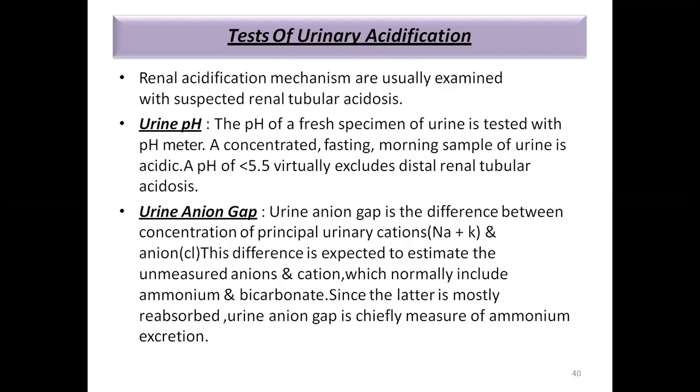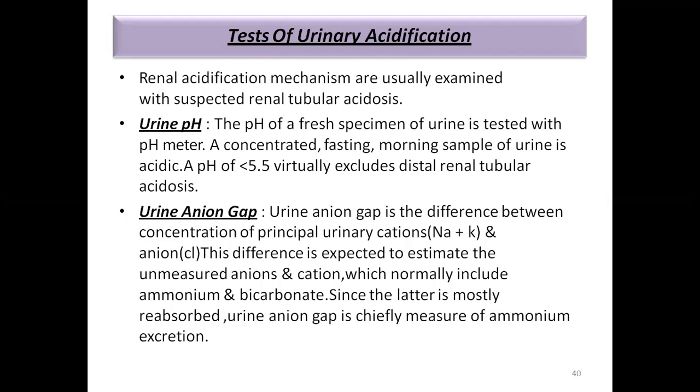So what we do is we get a specimen of urine and we measure the pH. A concentrated fasting morning sample, that is, overnight fasting has been done and the morning sample of urine is taken, is usually acidic, and if the pH is less than 5.5, it will exclude distal renal tubular acidosis. Exclude means it can rule out that the person is suffering from this disease, renal tubular acidosis.